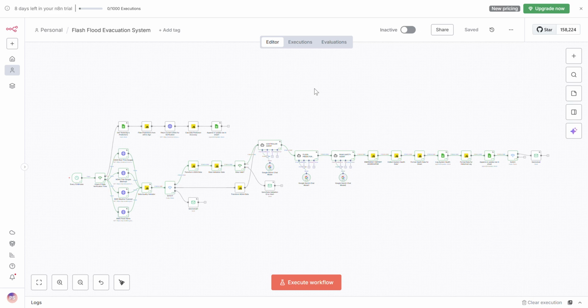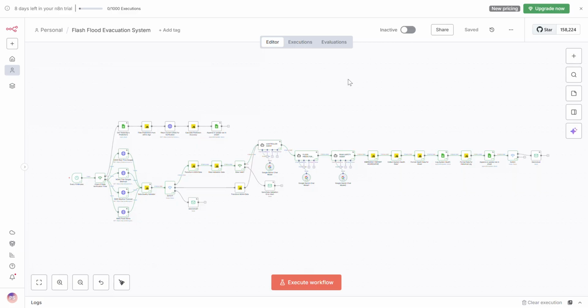Prapti Sangvi, and this is my Agentic AI coursework, special topics in artificial intelligence engineering and application. Today I am going to walk through the production-ready Flash Flood Evacuation System that I've built using n8n, Google Gemini AI agents, and multiple real-world data sources.